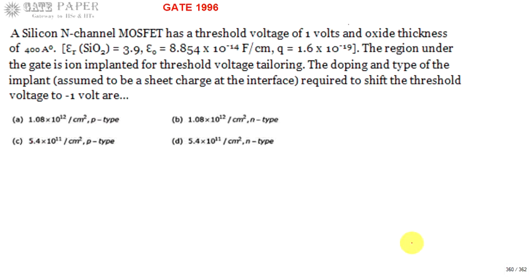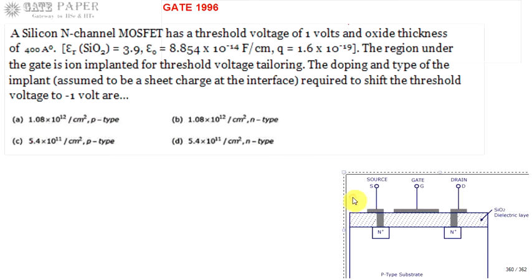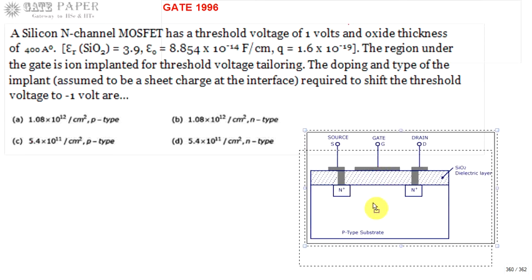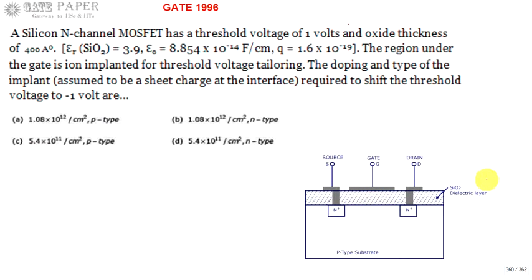And we are dealing with an N-channel MOSFET. This is a simple N-channel MOSFET diagram. We know that an N-channel MOSFET is fabricated in a P-type substrate, and into that two N plus regions are diffused. One acts as the source, the other as the drain. Above that there is a silicon dioxide material which acts as dielectric, and above that there is a gate material. Previously the gate was made of aluminum, nowadays the gate is made of polysilicon.